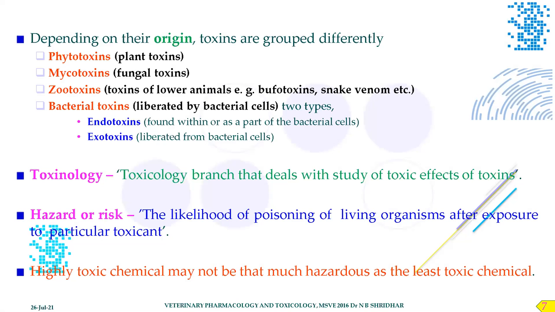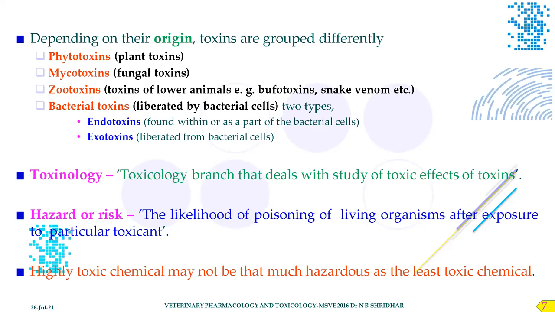Then, depending upon the origin, toxins are grouped into different classes. As the name indicates, the phytotoxins are the plant toxins. Then mycotoxins are the fungal toxins, because fungus is also a living thing. And zootoxins, usually toxins from the lower animals, especially the bufotoxins, derived from toads or frogs, and snake venom. There are varieties of snakes, hence accordingly we are going to classify them as venoms.